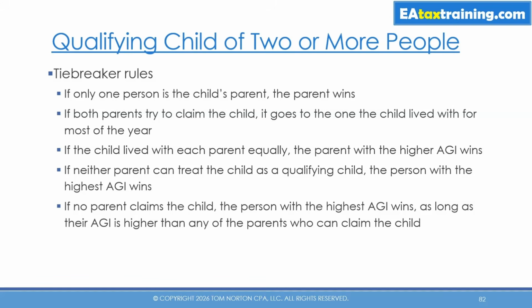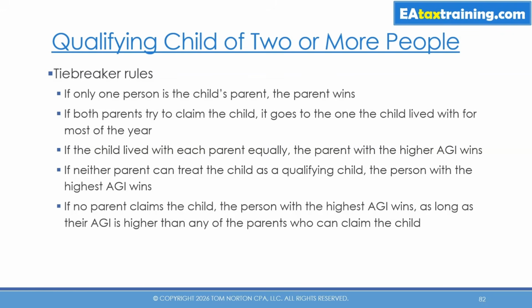If neither parent can treat the child as a qualifying child, then the person with the highest AGI wins. So maybe neither parent is in the picture anymore. Maybe they passed away. Maybe they're just not around. And maybe you've got the grandparents on both sides who are both trying to take the child as a dependent. In that case, again, it's going to be the person with the highest adjusted gross income that will take the child as a dependent. There is this exception, though.